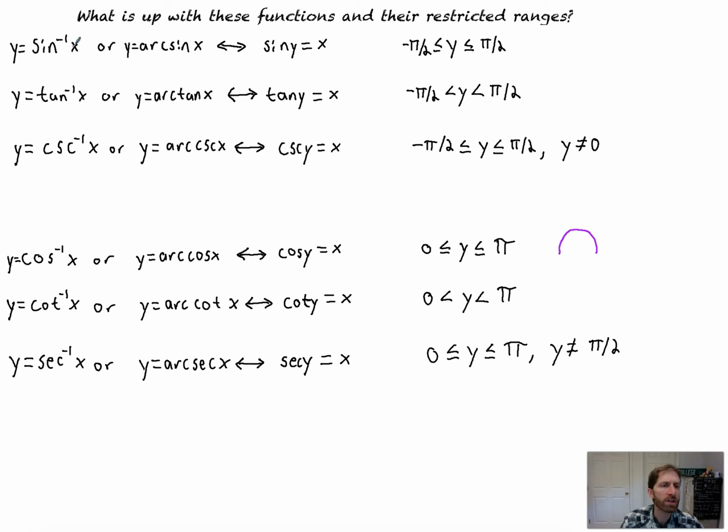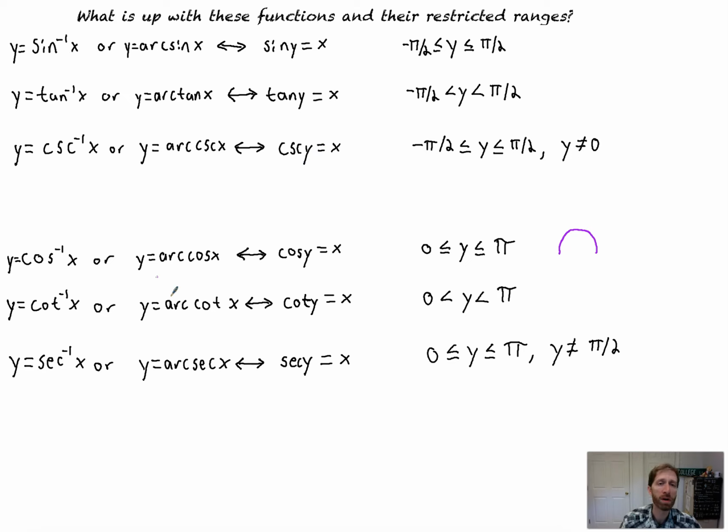Okay, so in general, sine inverse, tan inverse, and cosecant inverse are all from -pi/2 to pi/2 with a couple variations. Tan can't be pi/2 or -pi/2 because cosine of pi/2 or -pi/2 would be 0 in the denominator. Cosecant can go from -pi/2 to pi/2, it just can't equal 0 because that's 1 over sine, and we'd have a problem there.